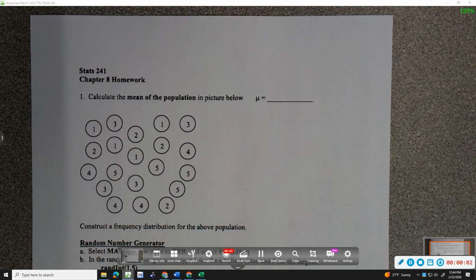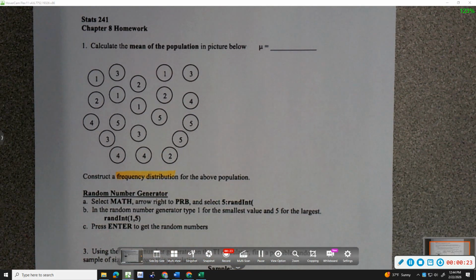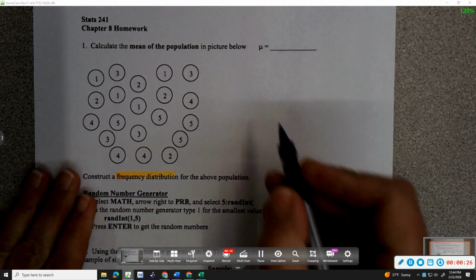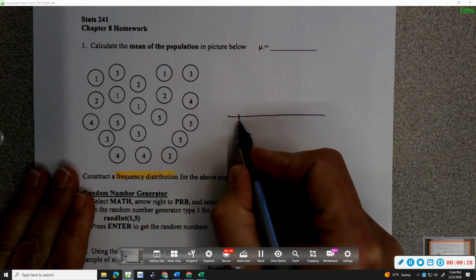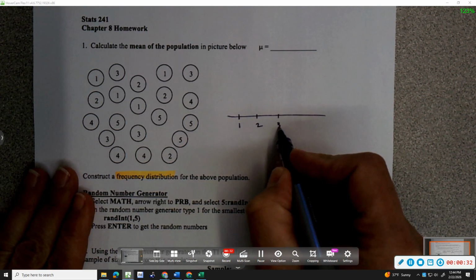Homework for Chapter 8 involves doing pretty much the same thing that you had technology do with 10,000 samples. You're going to try it with 40 and see if it works on these types of numbers that we have here. You'll notice only the numbers 1 through 5. What you need to do is create a frequency distribution. You're going to construct a frequency distribution using these numbers. So you'll have what we call a dot plot using 1 through 5.